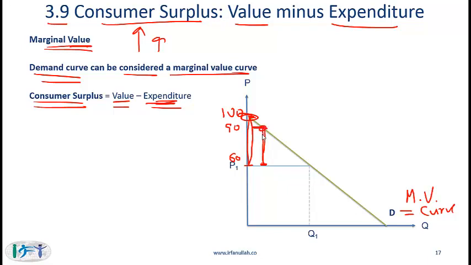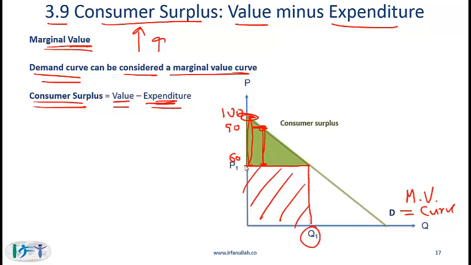So what is the overall consumer surplus? The overall consumer surplus is this shaded region, and notice that it is the area under the demand curve minus this region that I have crossed in red. The region in red is the expenditure. If you buy this quantity Q1 at a price P1, that is the total expenditure. And this total area under the curve is the total value. The green region, therefore, is the consumer surplus.